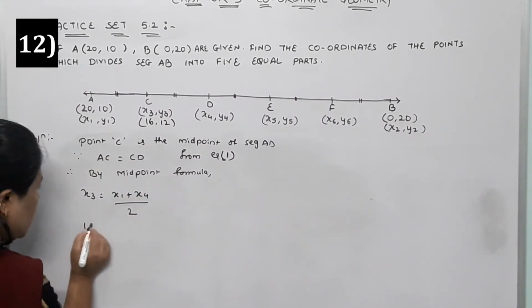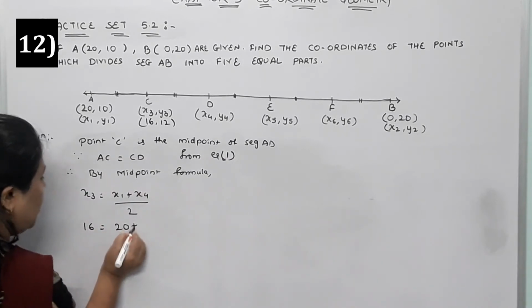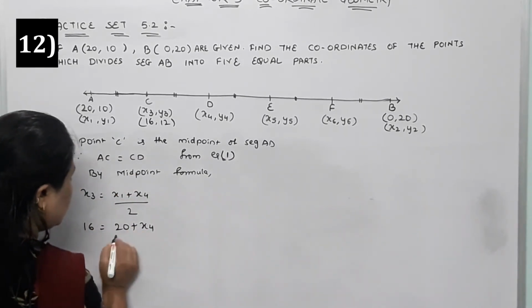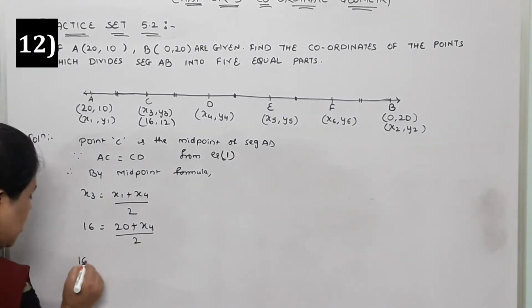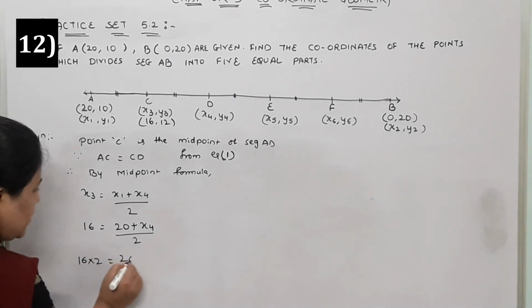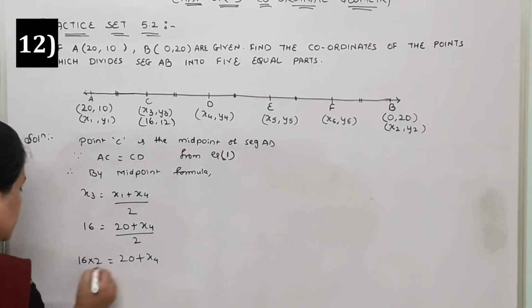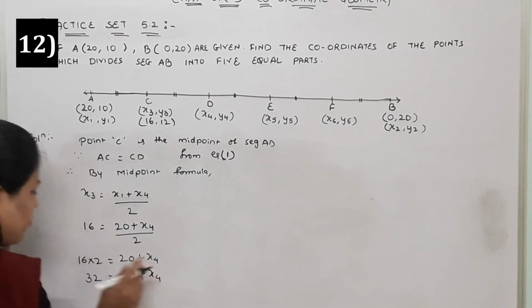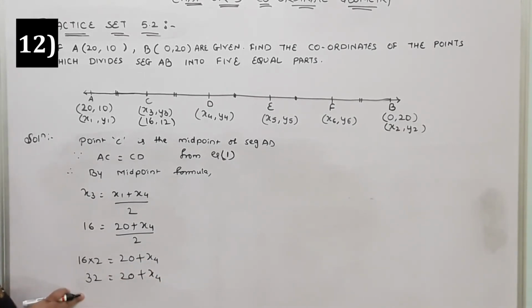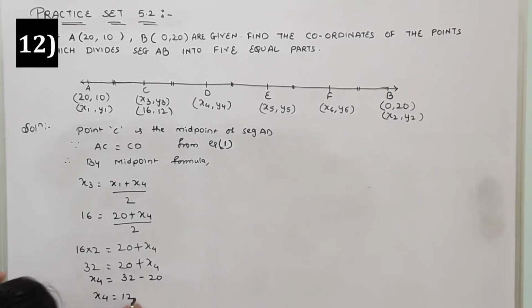Now x3 is 16, which is equal to 20 plus x4, which we have to calculate, upon 2. I'll take this 2 to the left hand side. It will become 16 into 2 is equal to 20 plus x4. 16 2s are 32 is equal to 20 plus x4. Now this 20 will move to the left hand side and it will be subtracted from 32. So you will get x4 equals 32 minus 20. x4 equals 12.